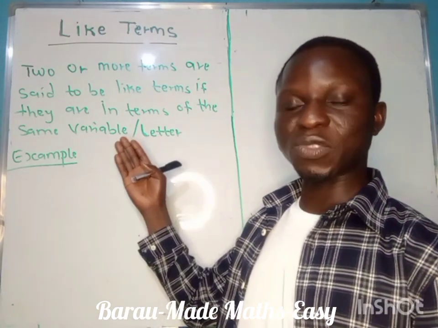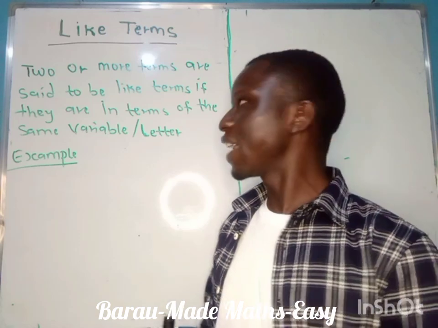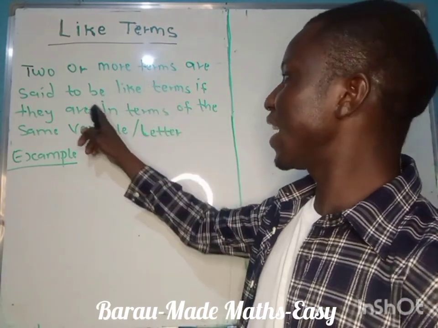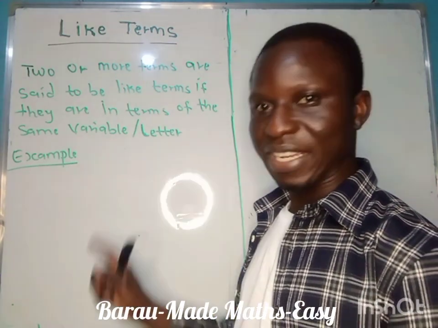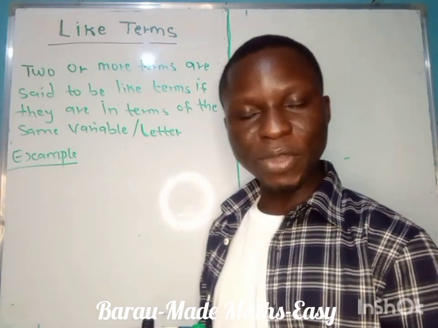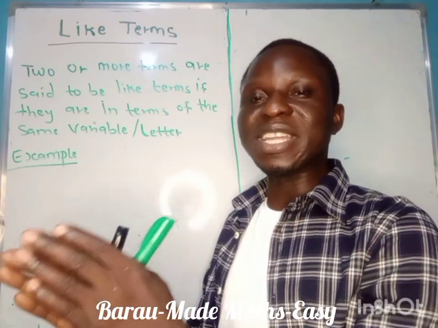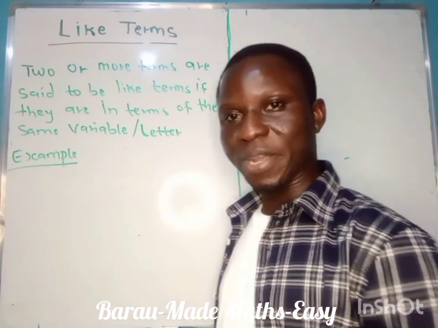What do you mean by like terms? When are two or more terms said to be alike? Two or more terms are said to be like terms if they are in terms of the same variable or letters. So in mathematics or in algebra, for us to say two or more terms are alike, they must be in terms of the same letter or the same variable.